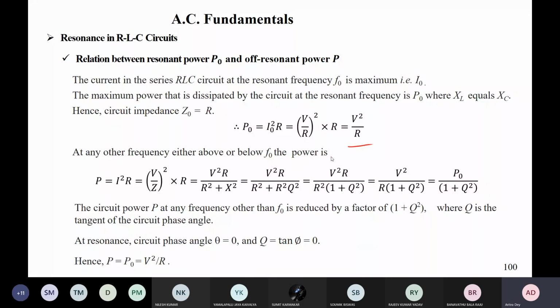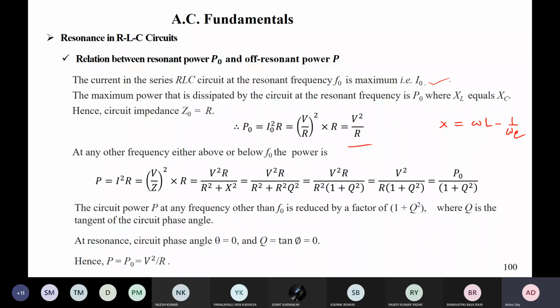X is basically your omega L minus 1 by omega C, isn't it? So if we want to express it in terms of Q, then how can we write Q here? What is given? The current in the series RLC circuit at resonant frequency f0 is maximum, which we are quite aware of, so it is I0.